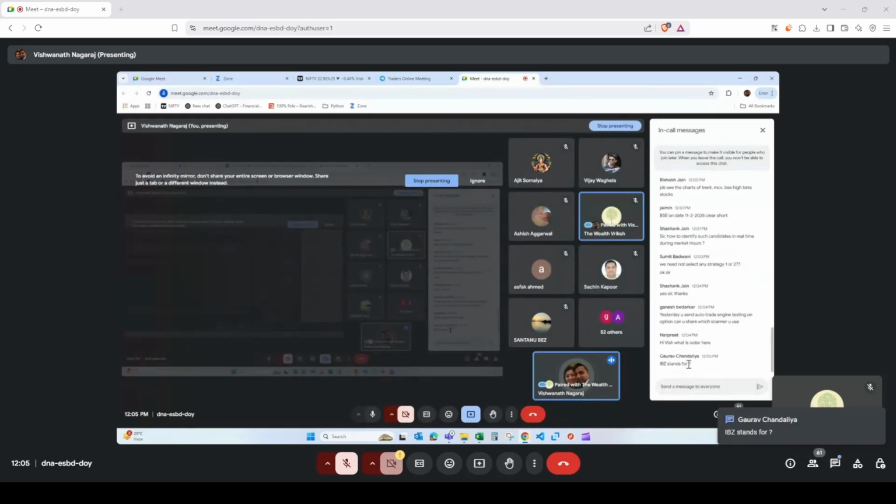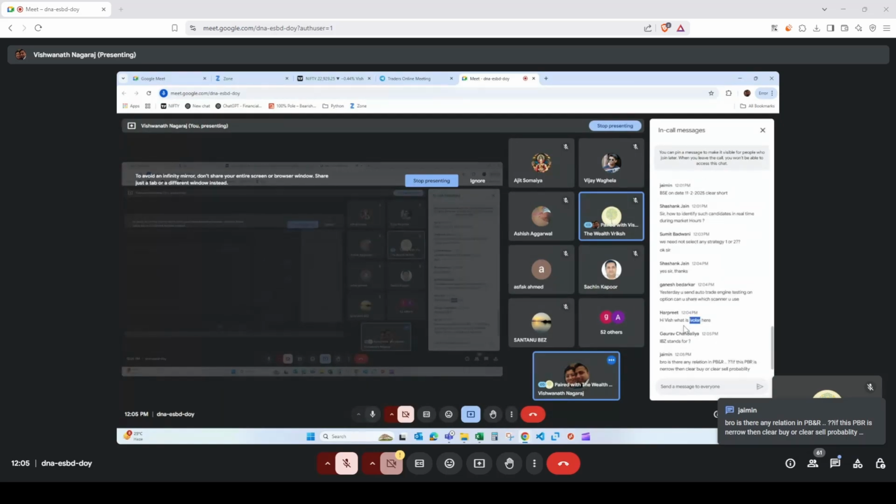What is IVOLAR here? IBZ stands for intraday brick zone. What is IVOLAR? It is intraday volatility adjusted return. If you go back and see the momentum scanners video, you will be able to understand what IVOLAR is and how to sort using IVOLAR.